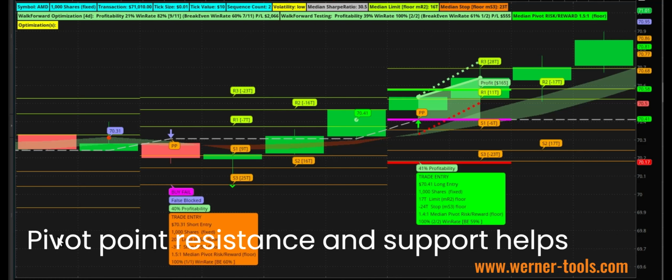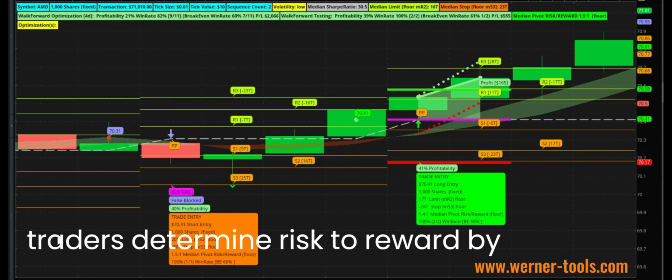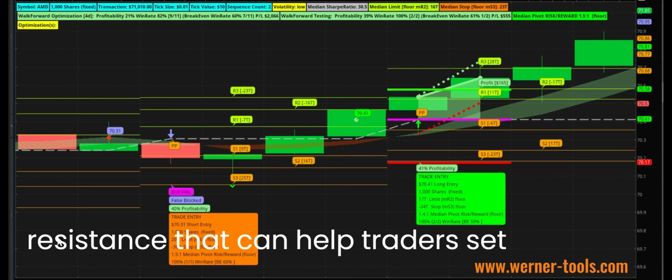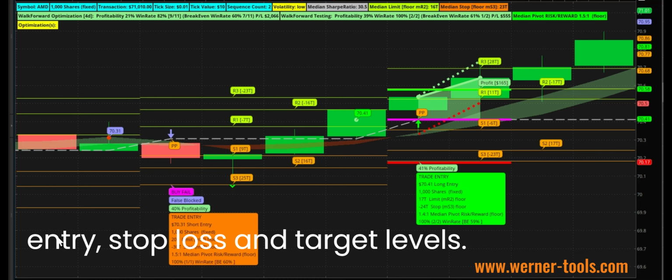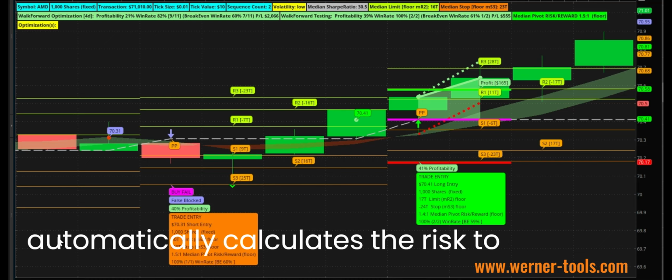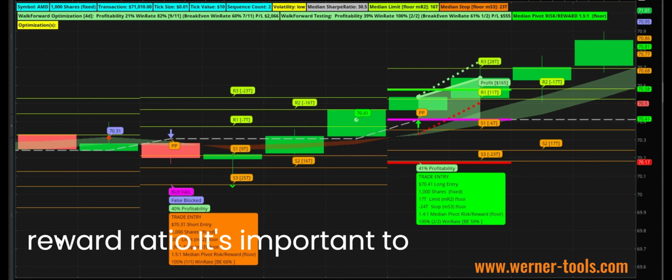Pivot point resistance and support helps traders determine risk to reward by providing levels of support and resistance that can help traders set entry, stop loss, and target levels. By using these levels, the program automatically calculates the risk-to-reward ratio.